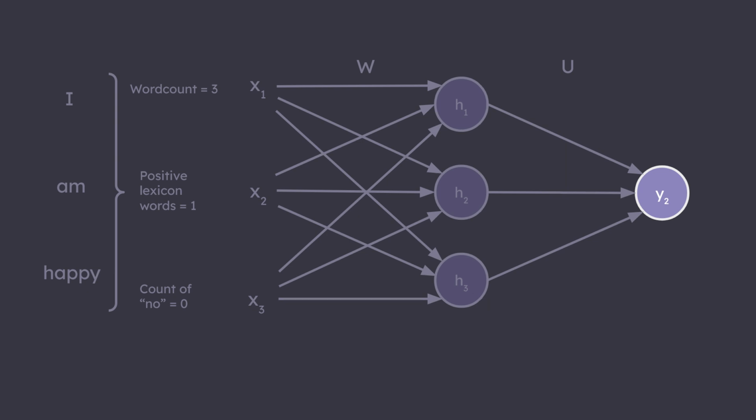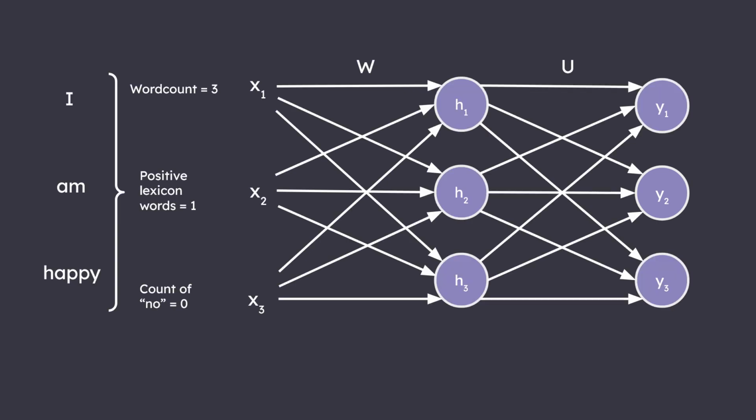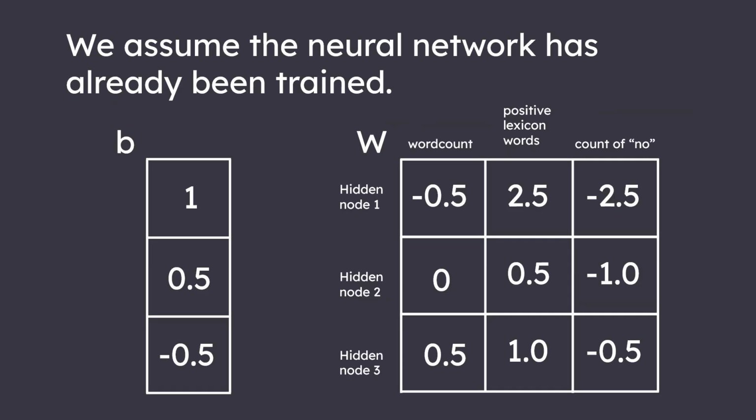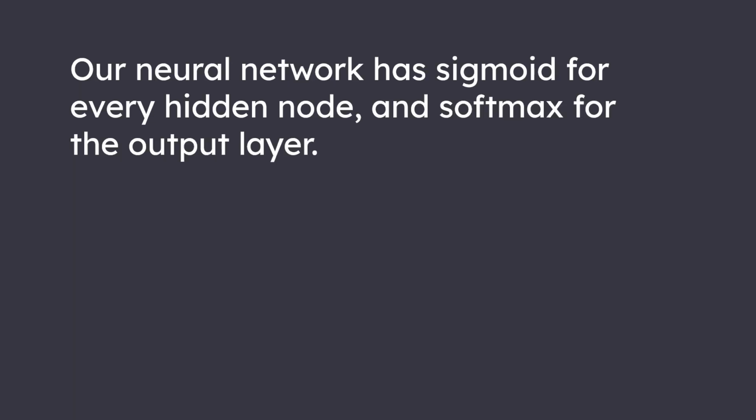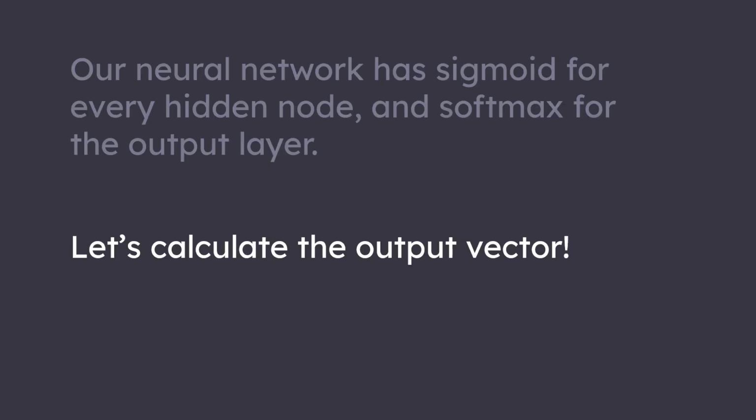If we wanted to stick to binary classification, just positive or negative sentiment, we would have only 1 neuron in our output layer, and the activation function would be sigmoid. For this example, let's say we want to determine if the output is positive, negative, or neutral, so we will have 3 neurons in the output layer and we will use softmax for the calculation. Since the neural network has already been trained, we have values for our bias vector and weights matrix. Our neural network uses sigmoid as the activation for every hidden node, and softmax for the output layer. Given this information, let's calculate the output vector.